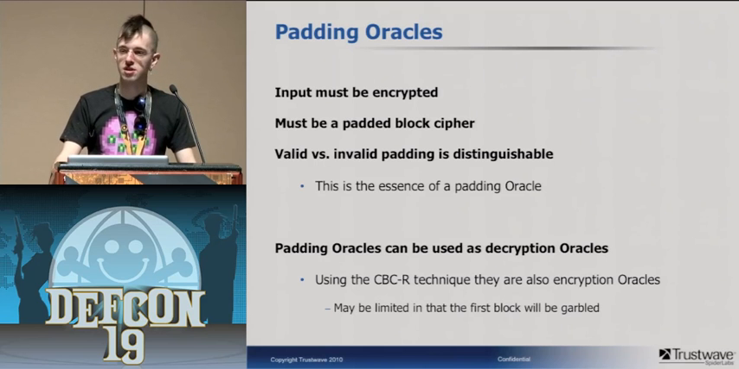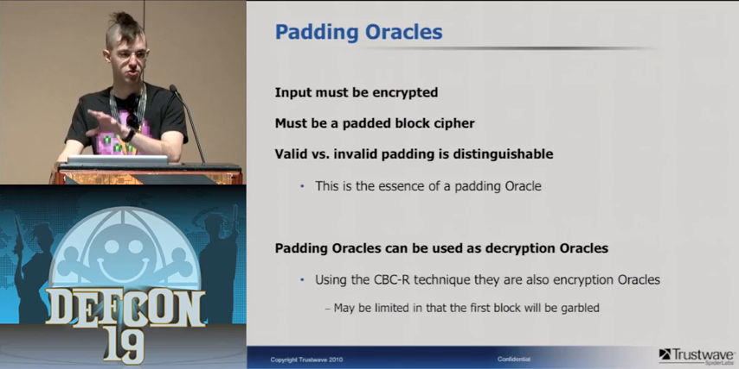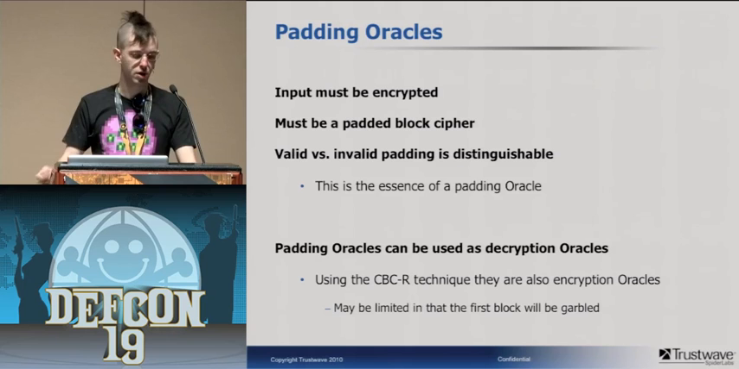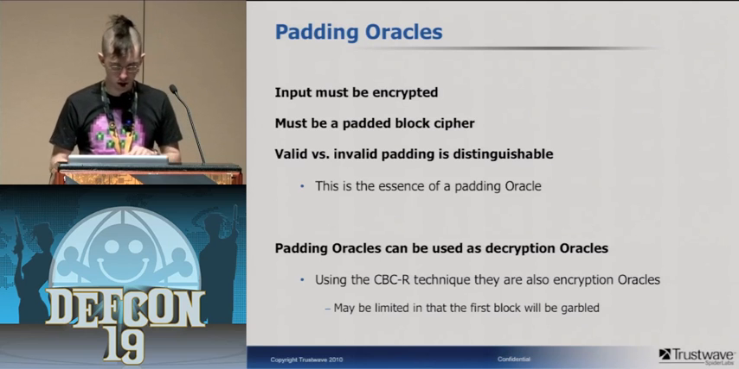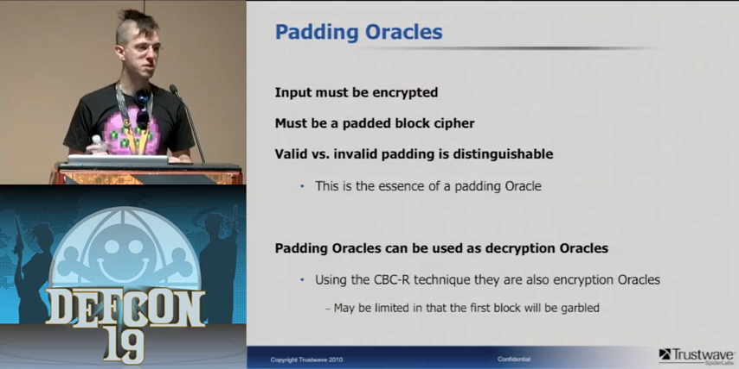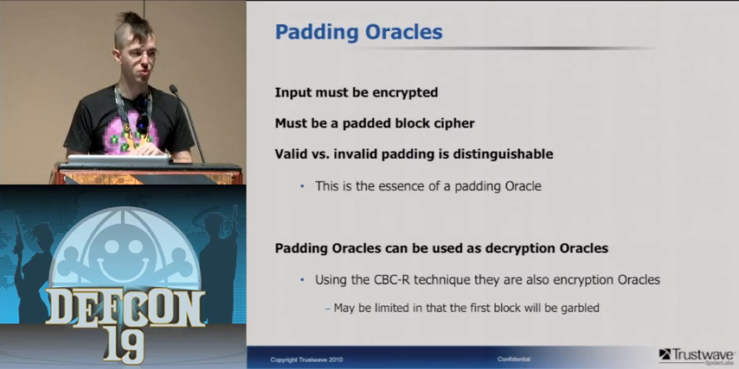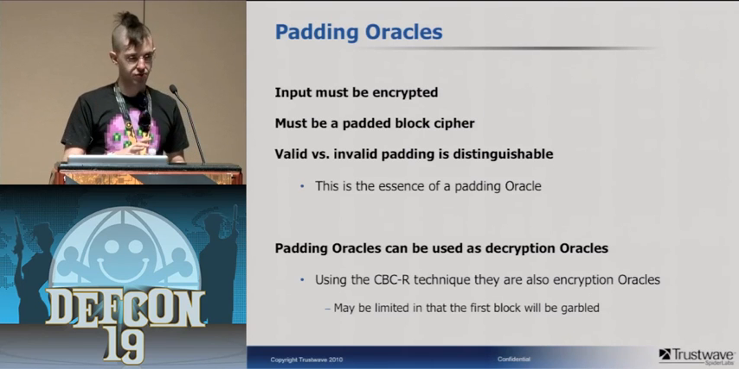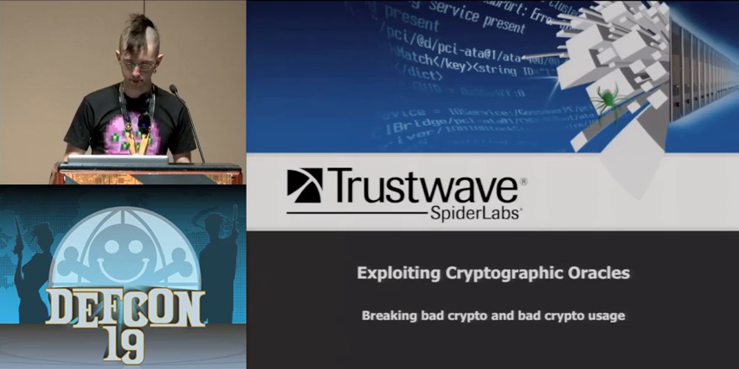Now, the interesting thing is Duong and Rizzo, who presented the Padding Oracles Everywhere presentation, also talked about an attack where you can use this decryption oracle functionality of a padding oracle in this particular type of situation to encrypt data, where you're just changing the data until you get the output that you really want. It might be limited in that the first block is garbled. So if you end up finding a padding oracle and using it as an encryption oracle, you can't control the first block. And again, there are some situations where that's not a problem, but it's something to be aware of.